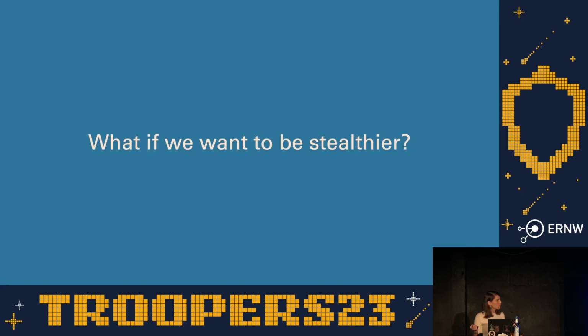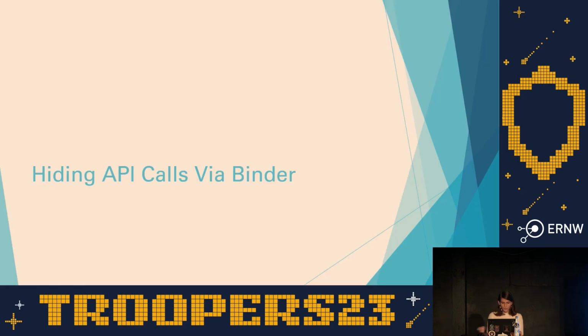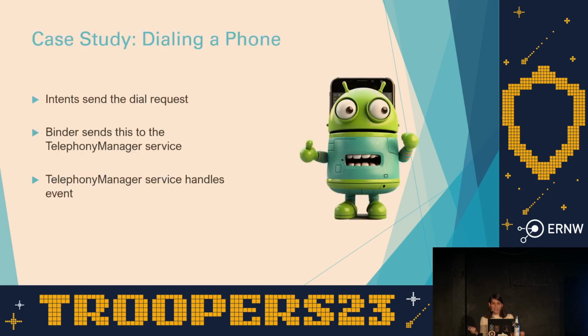So what if we want to be stealthier? What if we want to avoid having all of these plain text strings inside of our application using the Java native interface? Even though we have a partially obfuscated application that doesn't have an entry point, it's still really simple to throw this into Ghidra or IDA and understand the full possibilities that this application can perform. So this gets me into my next talk, which is hiding our API calls via the binder. We're going to be doing a case study today, which is trying to dial a phone.